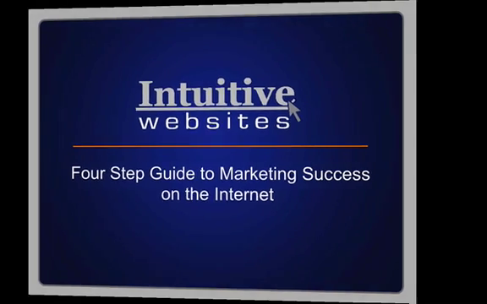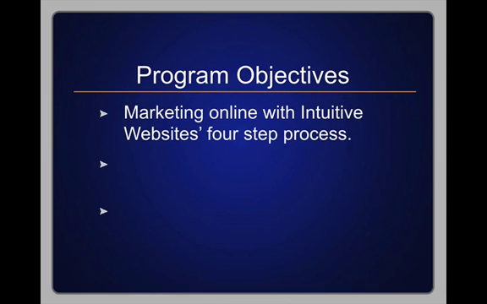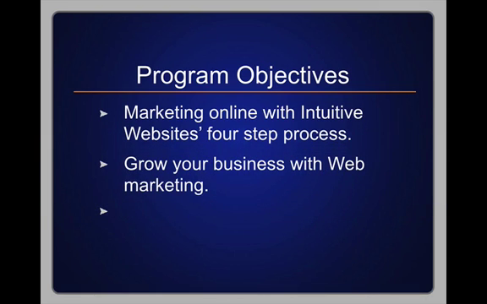But before we do that, let's review the program objectives. The principal objective of this presentation is to educate you on our 4-step process that we've used successfully for 10 years with hundreds of clients. The 4-step process is broken down into a series of videos that you'll find on this website. This is a marketing presentation, and the objective is to grow your business and develop an action plan. Hopefully these things will really make you successful on the web.